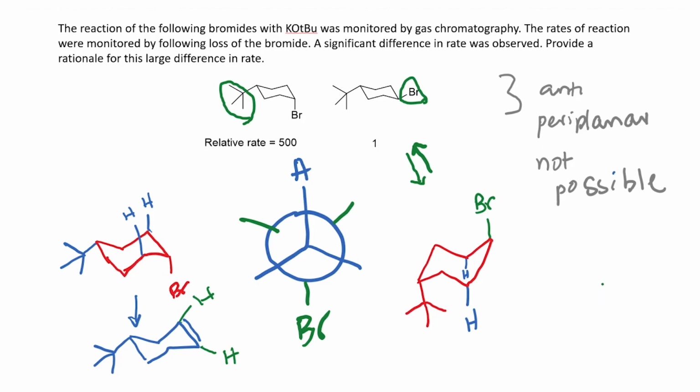elimination can occur. However, there is a penalty that needs to be paid for this because the tertiary butyl group absolutely does not like to be in the axial position, which we have already studied in the previous semester. And therefore, this helps us understand why the rate of this reaction is significantly slower than the other one.